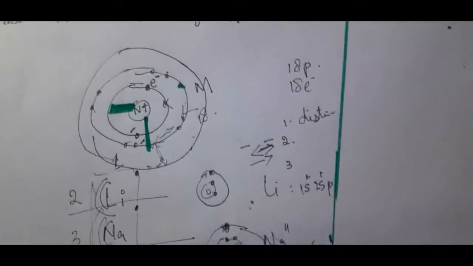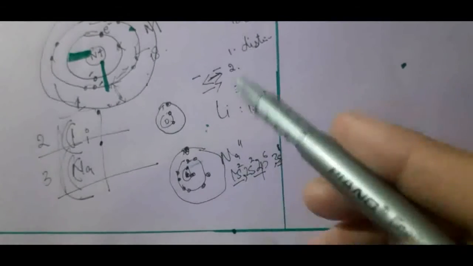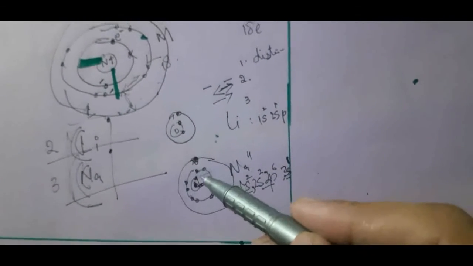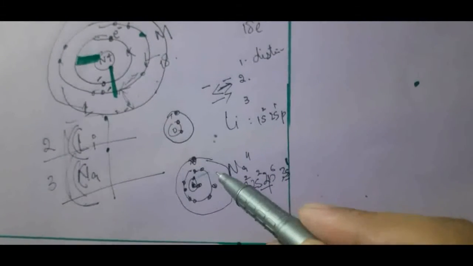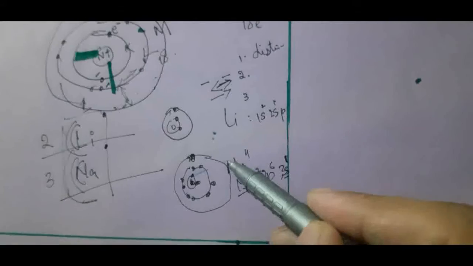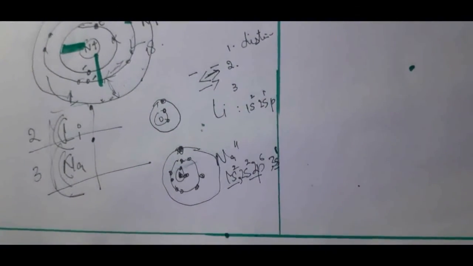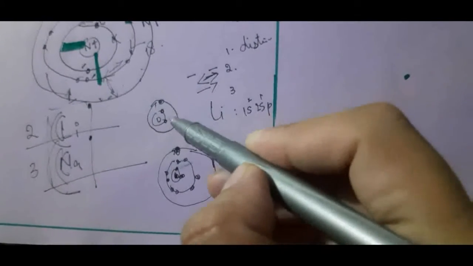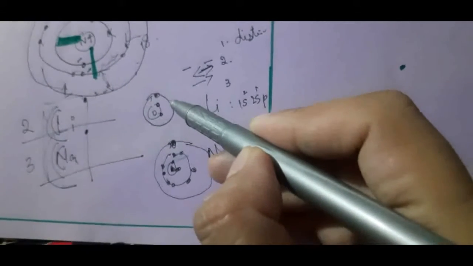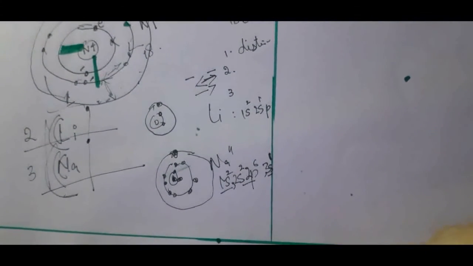Now look here. The shielding effect in the case of sodium is strong. Why? Because it's having 2 inner shells. And these inner electrons will reduce the force of the nucleus over the valence electron, whereas in case of lithium, there is only 1 inner shell, right? So its effect on the valence shell will not be as much as in the case of sodium.